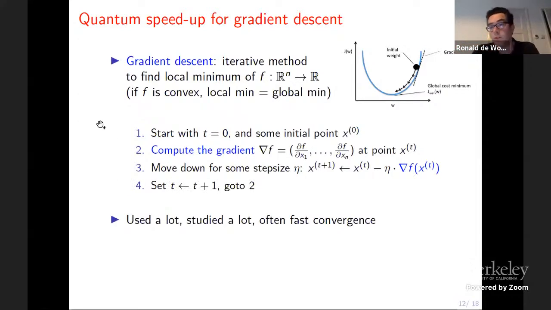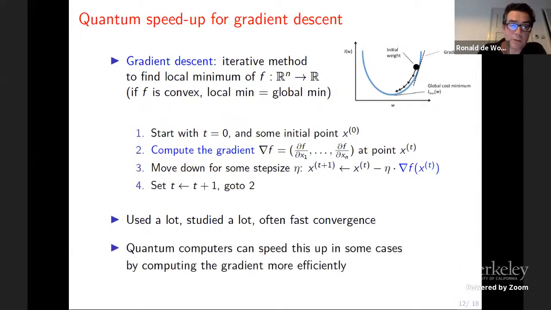And this method is just enormously useful. It's used all over the place. It's studied very extensively, and very often there's pretty fast convergence. This is a good method, and we want to speed it up. In some cases, quantum computers can speed it up, not so much by reducing the number of iterations, but by speeding up the cost of one iteration.